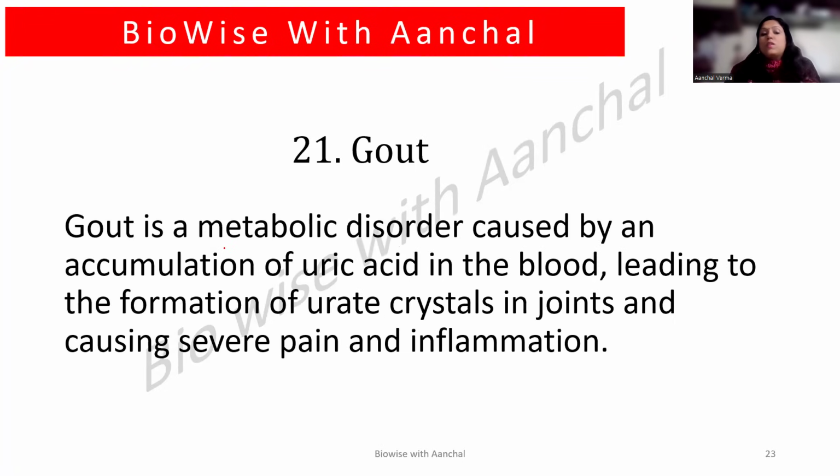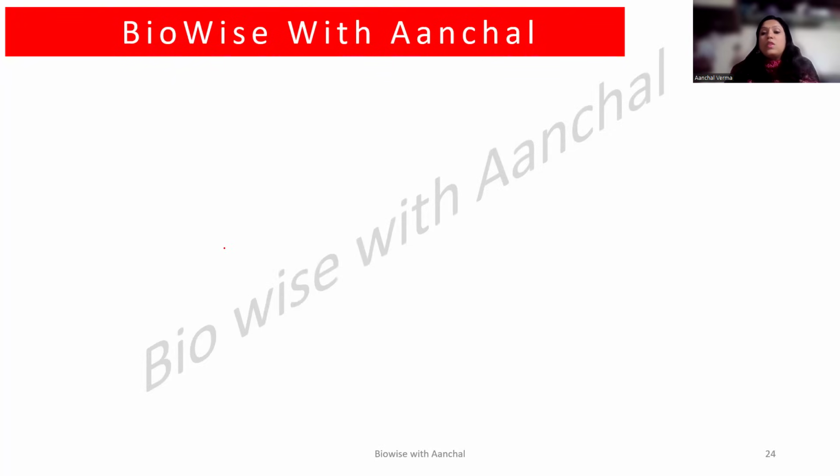Next one is gout. Gout is a metabolic disorder caused by accumulation of uric acid in the blood. Now you remember uric acid is less soluble as compared to urea. So uric acid crystallizes out and basically it starts getting deposited in the joints, leading to the formation of urate crystals in joints and causing severe pain and inflammation too. That is a kind of arthritis. So gout is uric acid crystals in the joints.